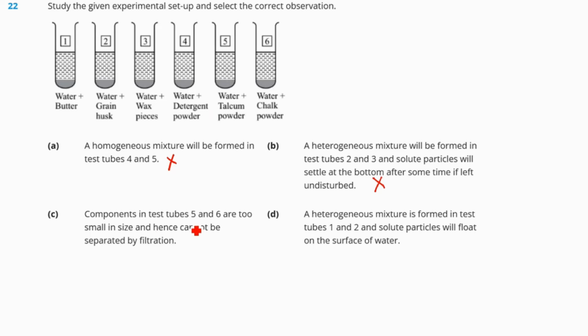Components in test tube 5 and 6, water plus talcum powder, water plus chalk powder, are too small in size and hence cannot be separated by filtration. No, they can easily be separated by filtration. So this is also wrong. A heterogeneous mixture is formed in test tube 1 and 2. Water plus grain husk. Yes. And solid particles will float on the surface of the water. Correct. So D is our correct answer.